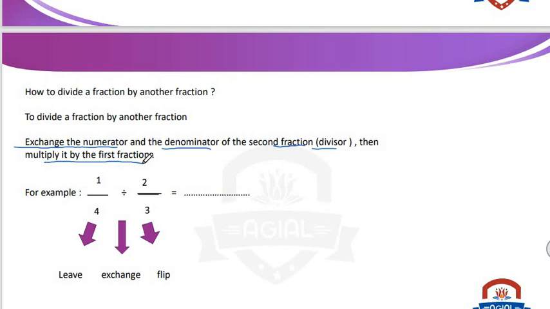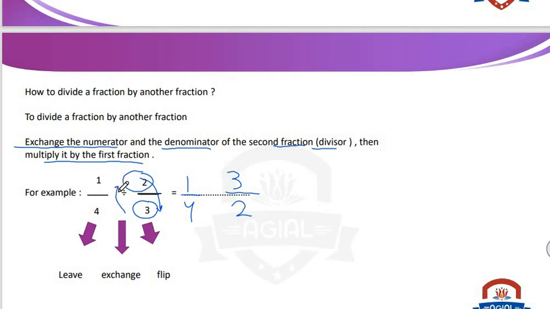For example, 4th divided by 2 over 3. We exchange the numerator and the denominator of the second fraction, 2 and 3. So we write 4th, and here it becomes 3 over 2. The 2 in the numerator becomes the denominator, and the 3 in the denominator becomes the numerator.